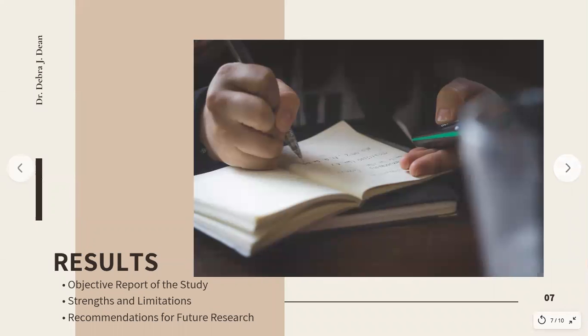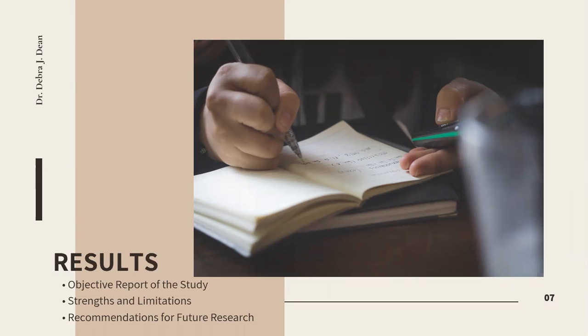Okay, so the results section. At this point, you have the HSRB or IRB approval. You've actually done the study. Now you get to report on the results. Basically, in this section, it's pretty straightforward. You want an objective report of the study. You don't want to insert any bias into this. You want to just say that based on your findings, this is what happened.